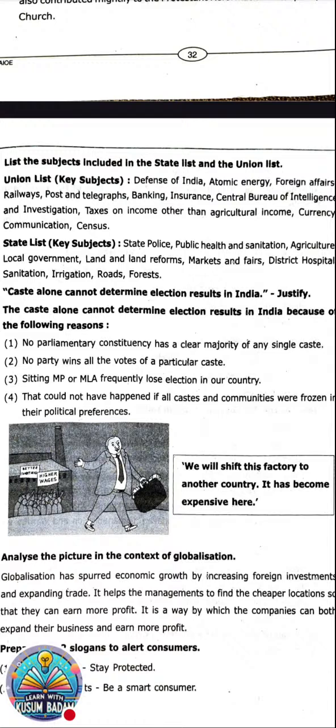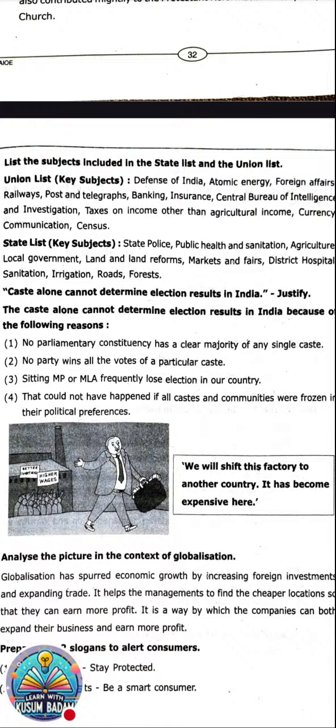Like the MLAs and MPs are changing. It could not have happened. The changing could not have happened if the same caste were frozen. Frozen means fixed in parliament. So no caste is fixed in the parliament. So parliament decisions or the elections are not related to caste. Is it clear? Or do you want me to repeat it again?